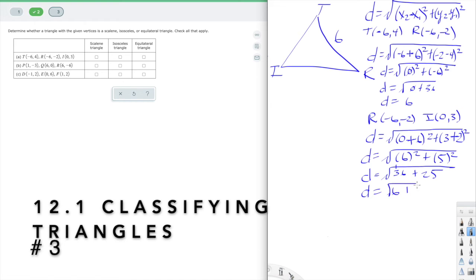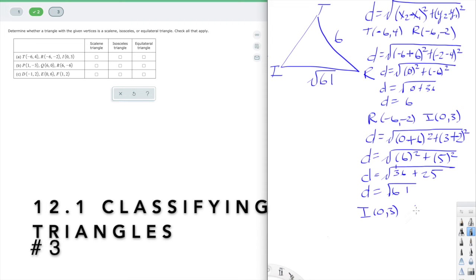So I already know it's not equilateral. It could be isosceles if TI is either the square root of 61 or 6. So it's either going to be isosceles or scalene. We need to narrow that down one more time, so we have to find the distance of all three sides. We don't really have a choice there.